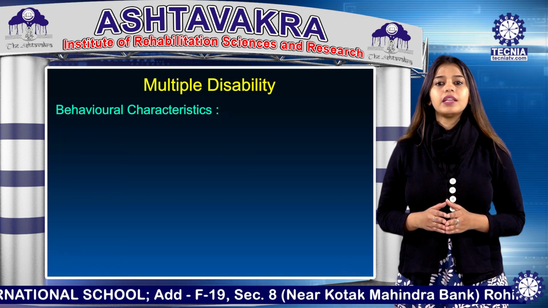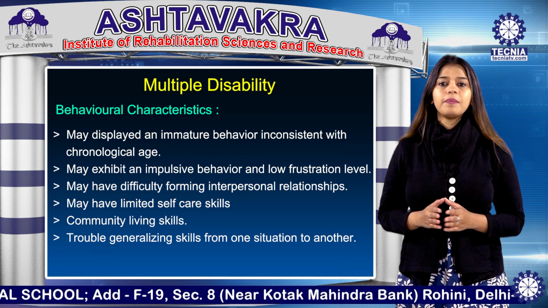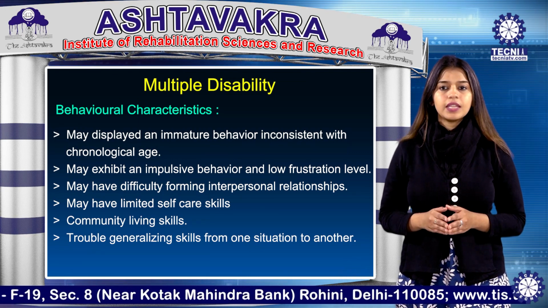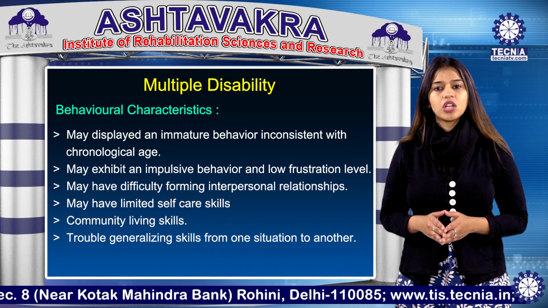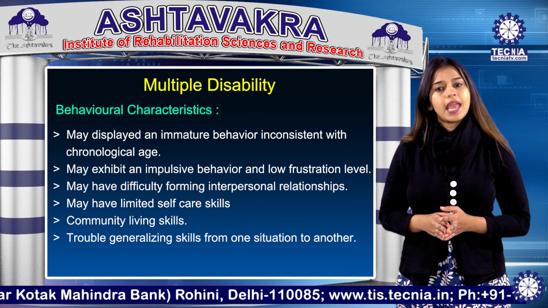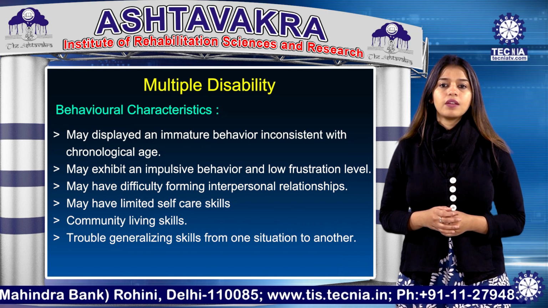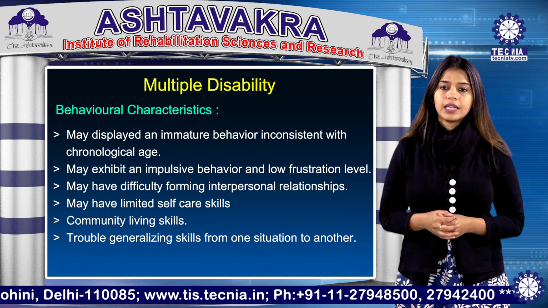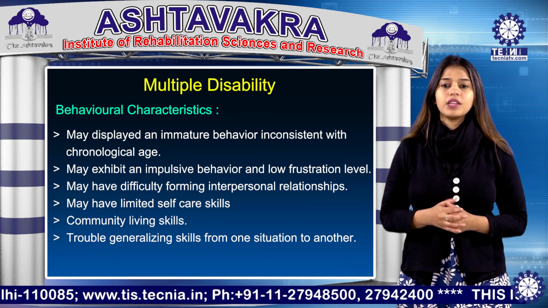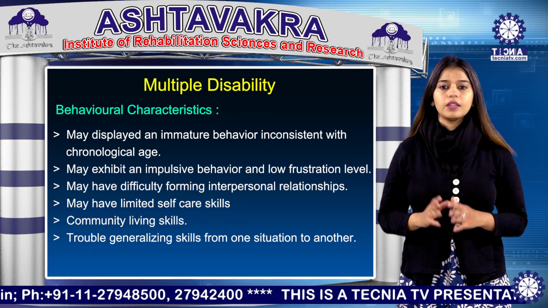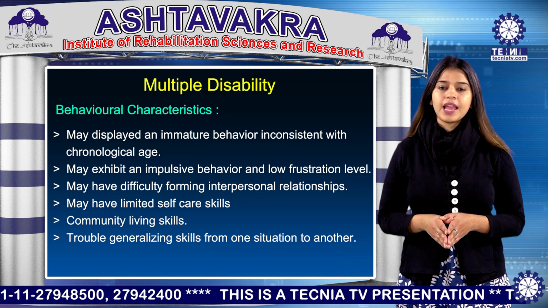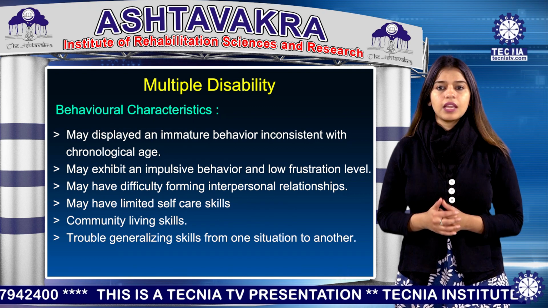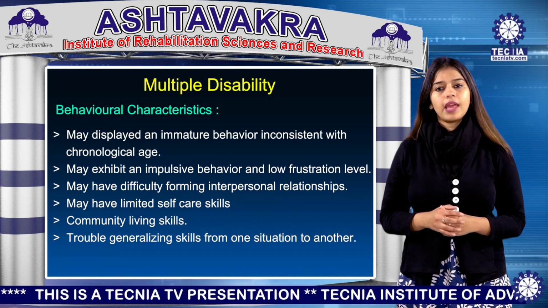Second is behavioral characteristics. This may be displayed as immature behavior inconsistent with chronological age. The child may exhibit impulsive behavior and low frustration level. The child may also have difficulty forming interpersonal relationships with other people. The child may have limited self-care skills. The child may have trouble generalizing skills from one situation to another.